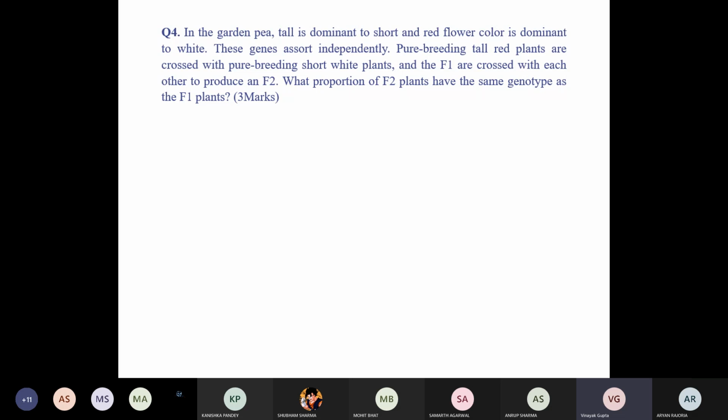Okay. So Punnett square is going to take time. Let's see what is the question. Tall is dominant to short. That means this is the situation you have. These are your alleles. Assort independently. That means we can apply Mendel's laws. Now we are moving to the third statement. Pure breeding tall red plants are crossed with pure breeding short white plants.